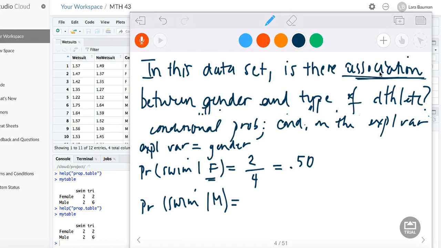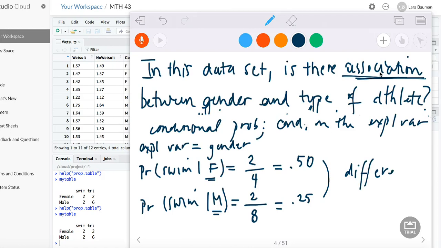In the second conditional probability, we've conditioned on being a male. There are 8 males in this data set. 2 of the males are swimmers. And the probability of being a swimmer, conditional on being a male, would be 0.25, or 25%. So from here, we can see that they are definitely different, and we have evidence of association between these two variables. We didn't really want to calculate these by hand.